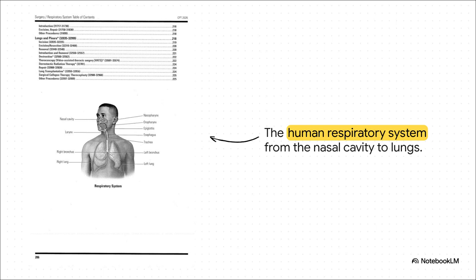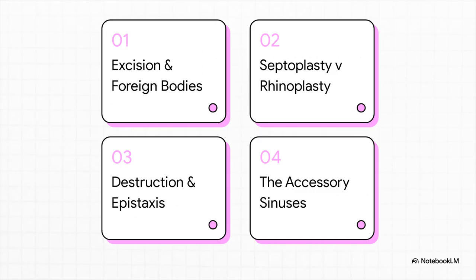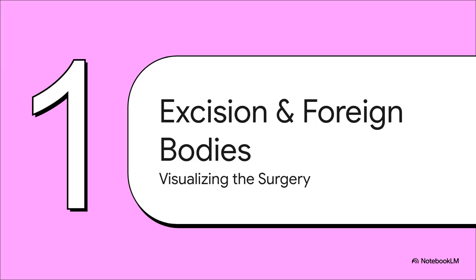The entire respiratory system is connected, from the nasal cavity straight down into the lungs. But today, we're just parking right at the front entrance. Here is our syllabus for today: excision and foreign bodies, the big septoplasty versus rhinoplasty showdown, destruction and epistaxis, and finally, a quick look ahead at the accessory sinuses. All right, let's jump straight into part 1, excision and foreign bodies.